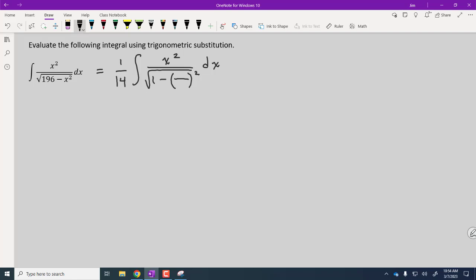X over 14. And now we're set for trig sub.